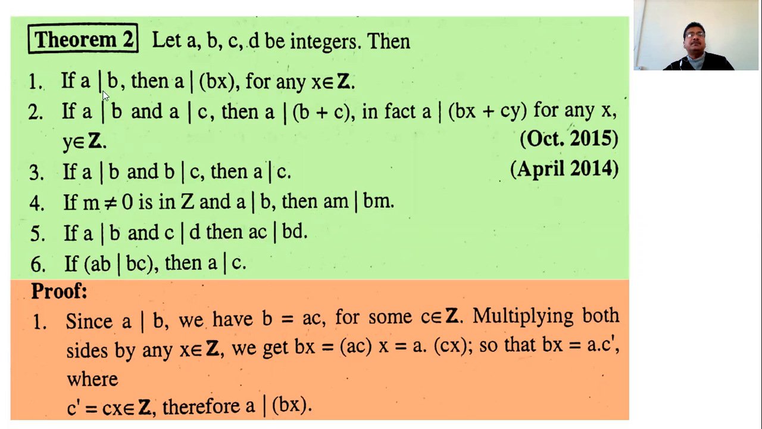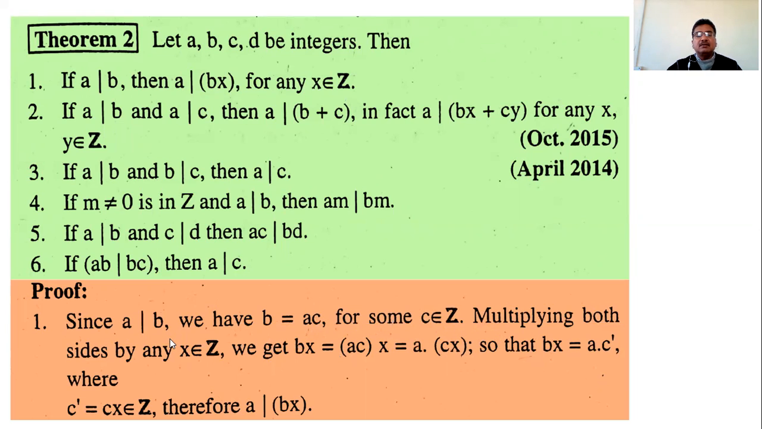So the proof of the first: if A divides B, then we have to show A divides Bx. So what is given? A divides B. What is its meaning? B is expressed in the form A times some integer, either using the letter C or K, for some C belonging to Z or some K belonging to Z.